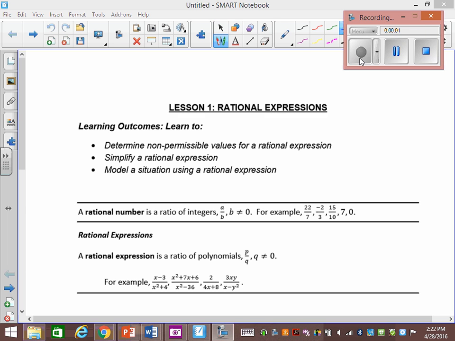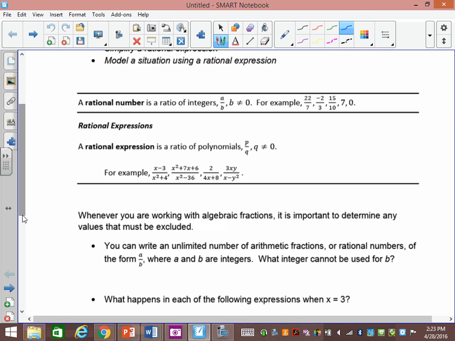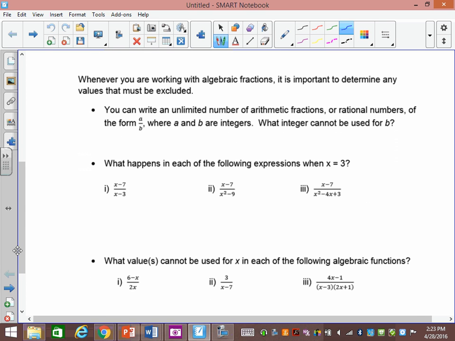Rationals. A rational number is a ratio of integers a to b, so every single time you get a fraction, or even just integers, you can put them over 1 and they would be a rational number, right? Rational expressions, however, are like fractions, so they follow all the same fraction rules, but they have polynomials embedded in them. It's a ratio of polynomials.